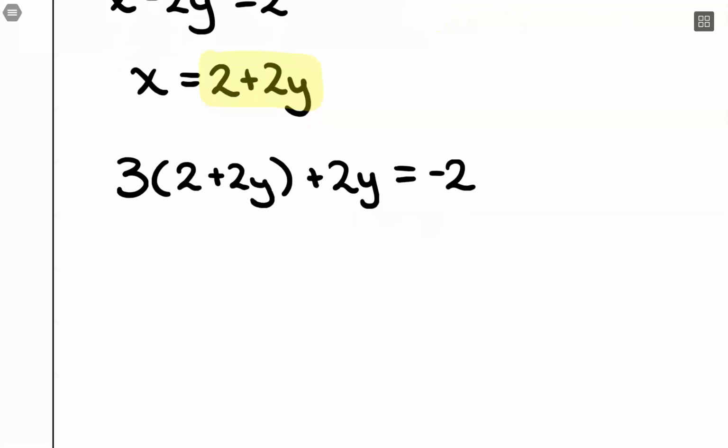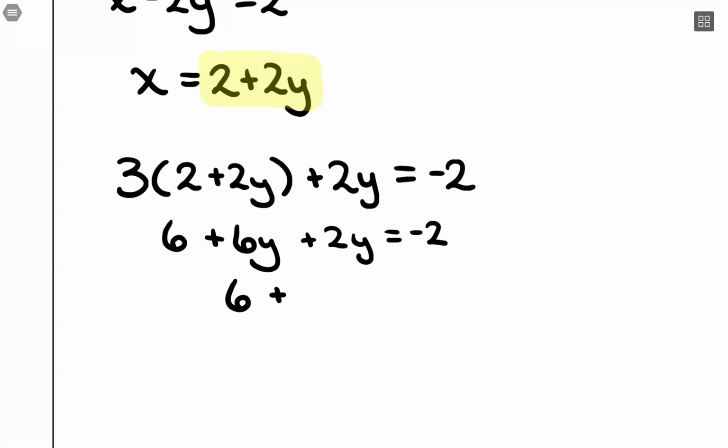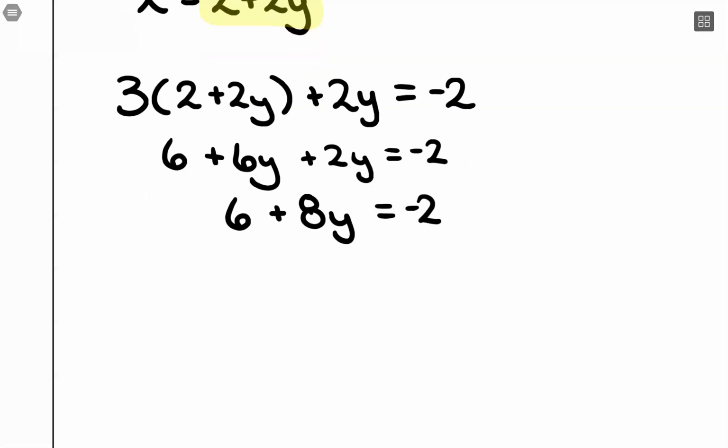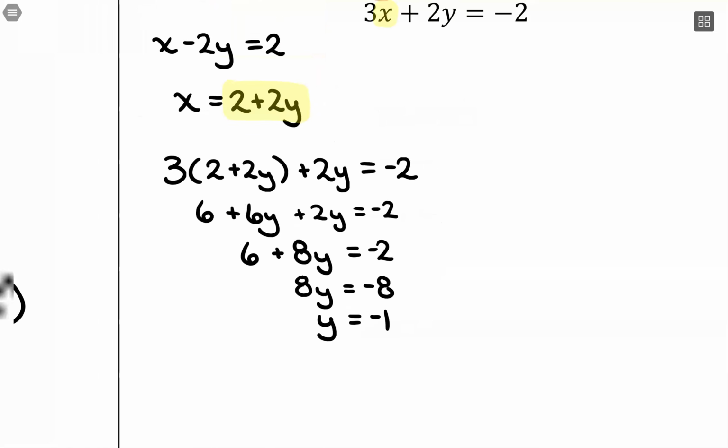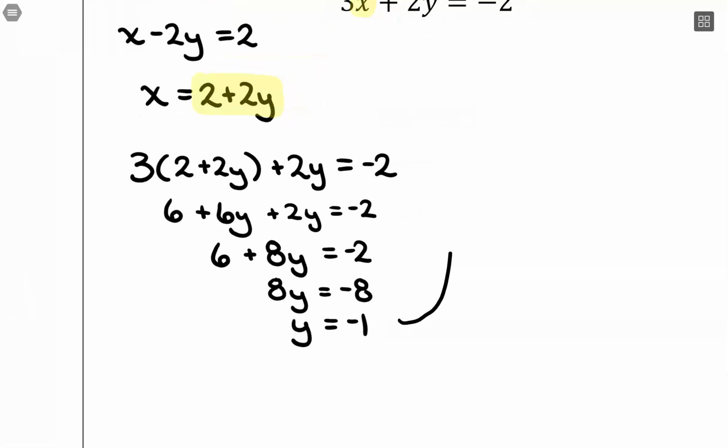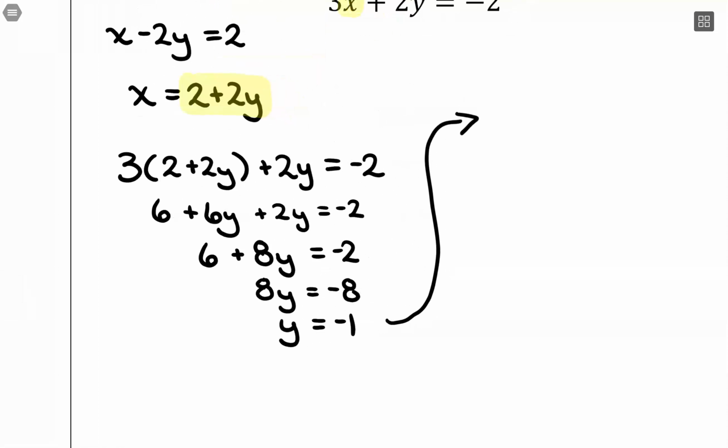So I'm going to simplify by distributing the 3. So that's a 6 plus 6y plus 2y equals negative 2. Add the 6y and 2y together, so that would be an 8y. Subtract 6 from both sides to get negative 8. Divide by 8 for a negative 1. And we just found our y-coordinate. But now we need our x-coordinate.